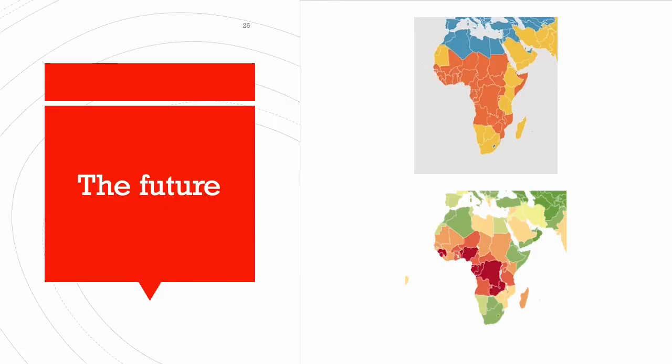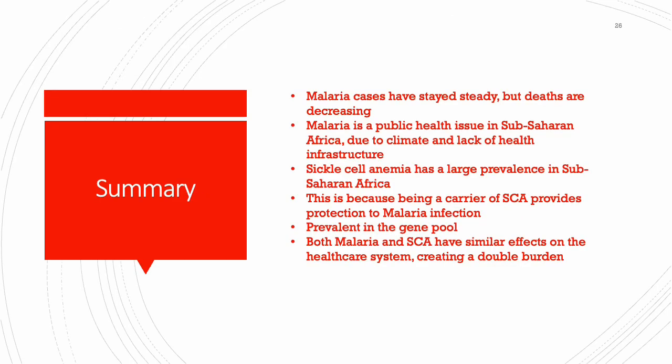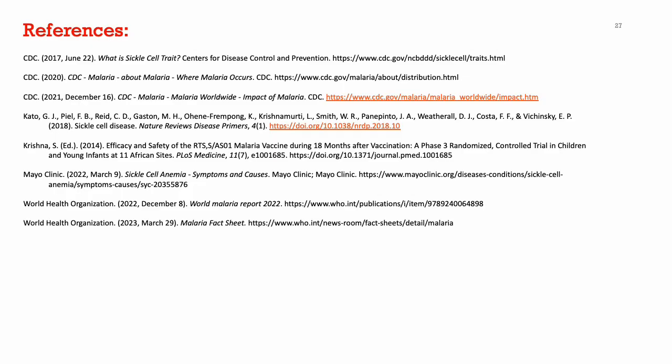Malaria and sickle cell anemia will likely always be tied together in this region. Genetic pools take hundreds of years to develop and change, but hopefully with the distribution of malaria vaccinations, we can ease the sickle cell cases. And here is a summary from our presentation today about malaria and sickle cell anemia in Sub-Saharan Africa. Thank you so much for listening.